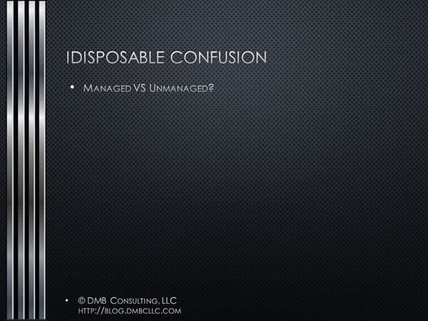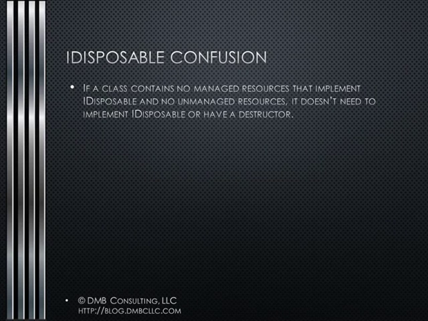So what's the difference between a managed resource and an unmanaged resource? An unmanaged resource is something that is not under the direct control of the .NET Memory Manager. So file handles, connections to the database, memory handles, and other OS items fall under the realm of unmanaged. Managed code is everything else.